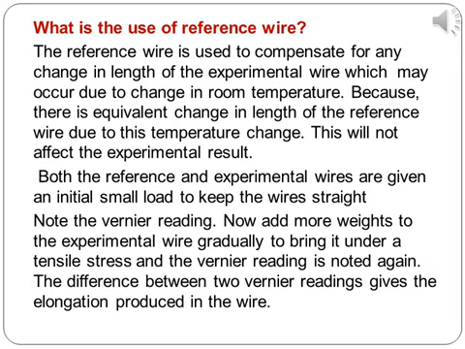Initially, you have to note the vernier reading. Now, you have to add more weights to the experimental wire gradually to bring it under a tensile stress, and the corresponding vernier reading should be noted. The difference between the initial and final vernier readings gives the elongation or increase in the length of the experimental wire.